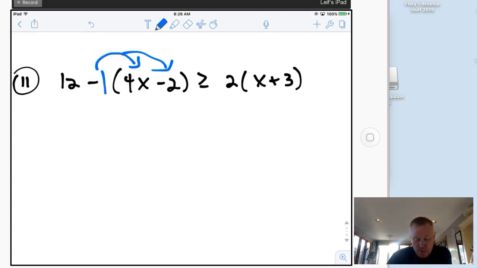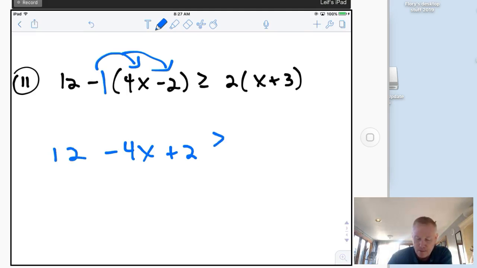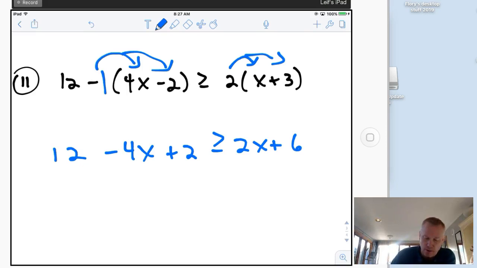So negative 1 times 4x is negative 4x. Negative 1 times negative 2 is plus 2. You can see I just changed the signs of both the things inside the parentheses there. Really not much more complicated than that, but it's an easy thing to just subtract the 4x and leave it as minus 2 instead of changing it to plus 2. Okay, next, 2x plus 2 times 3 is 6. All right, so this is coming together nicely.